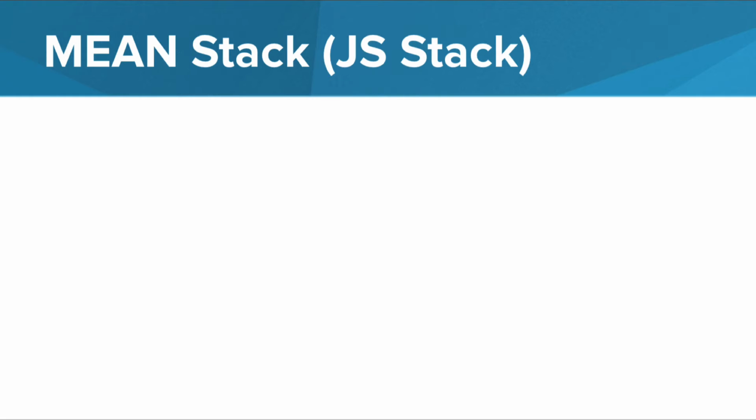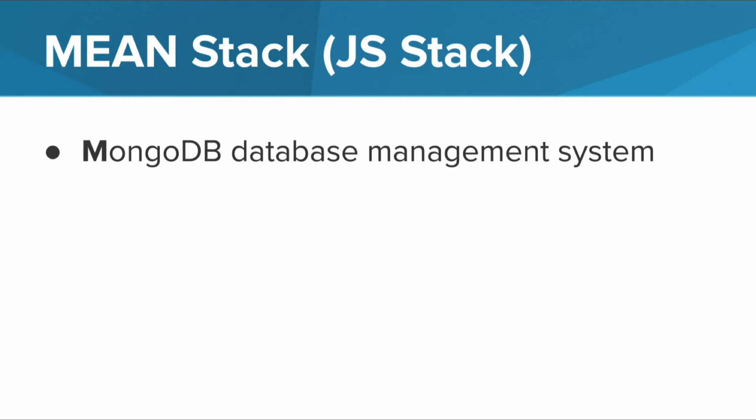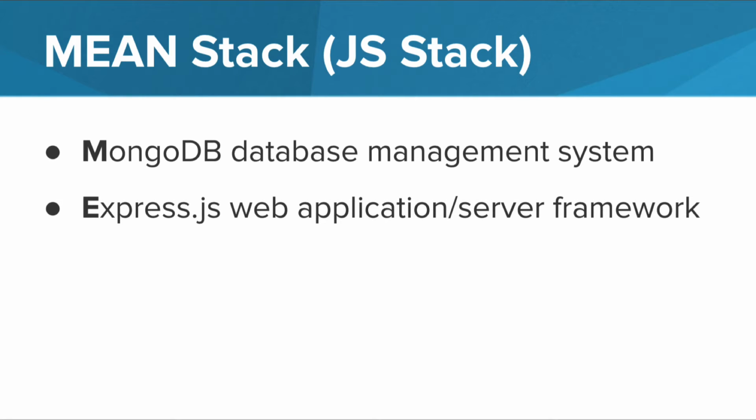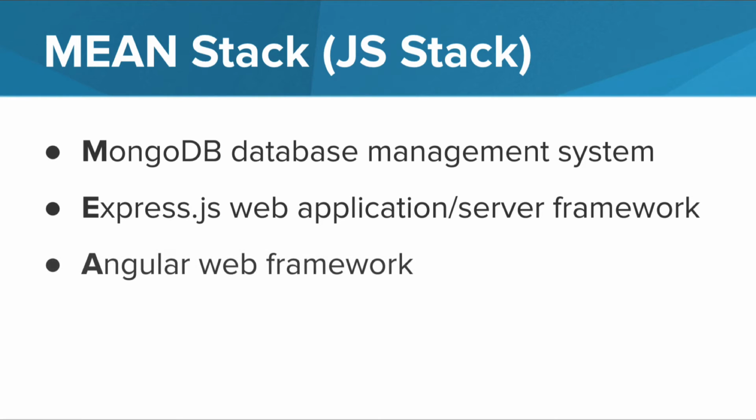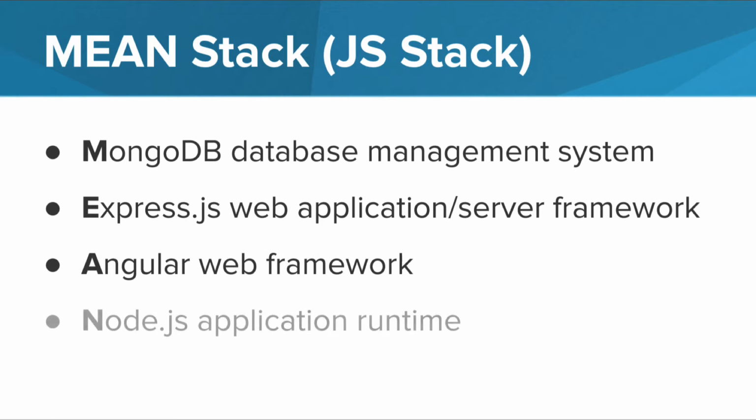Another newer web stack is known as the MEAN stack. It's unique because it uses the JavaScript programming language throughout various frameworks in the stack. The MEAN stack consists of a MongoDB database, the Express.js web application and server framework, the Angular web framework, and Node.js, a popular application runtime tool.